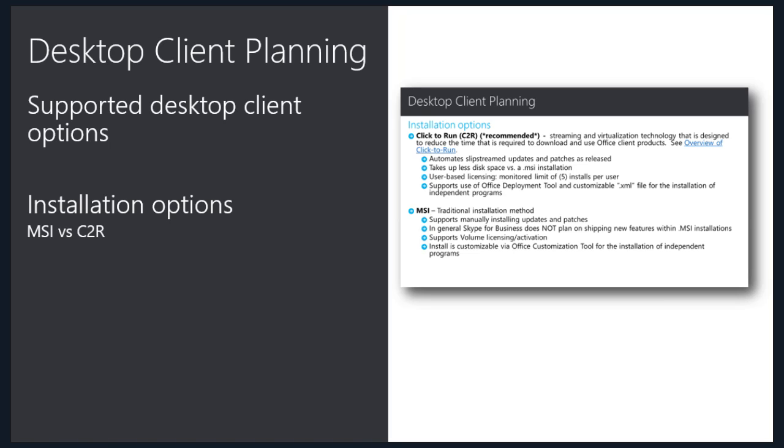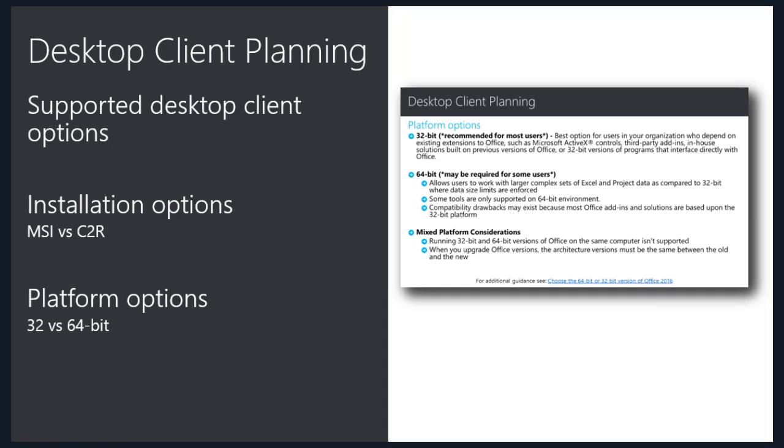Anyway, next step is to make sure the project team fully understands the differences between the MSI-based installations and the click-to-run installation. Click-to-run should be the recommended installation method because it has a couple of advantages against the MSI. The first one is it supports slipstreaming of updates when released. It also takes less disk space than the MSI. And finally, it supports user-based licensing. So your users can install and activate 5 copies of the Office programs on their work and personal computers.